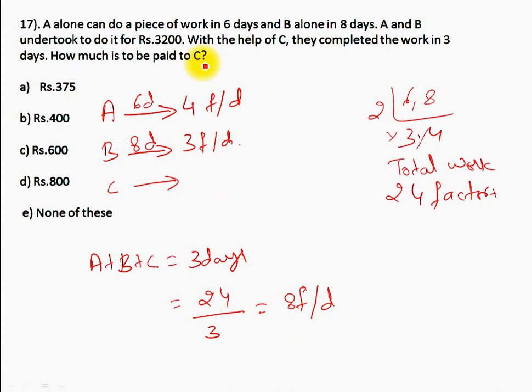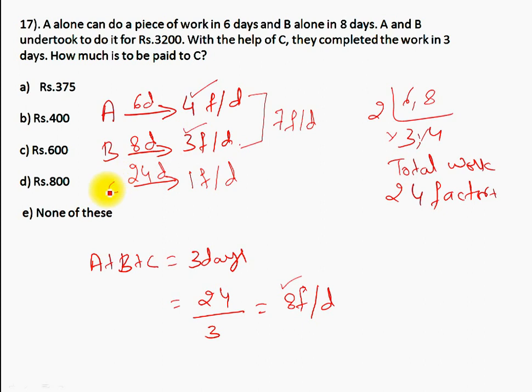Now come here, see, A alone is completing 4 factors and B alone is completing 3 factors. In total that comes out to be 7 factors per day. But here it is 8 factors, so that one more is covered by C. That means he can complete 1 factor per day. That means 24 days are required if C works alone.